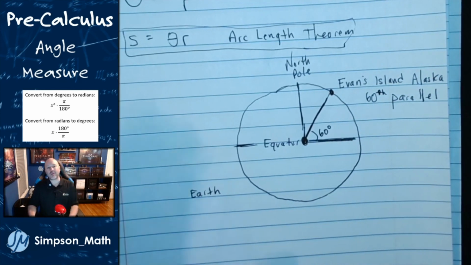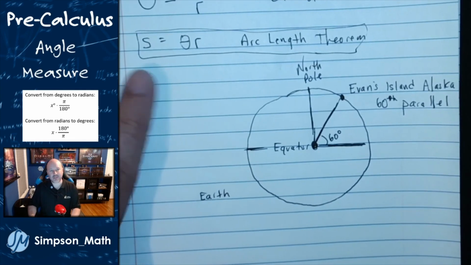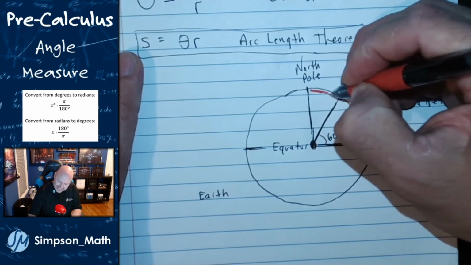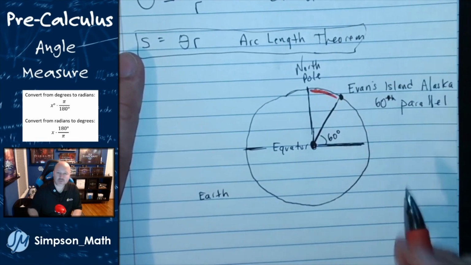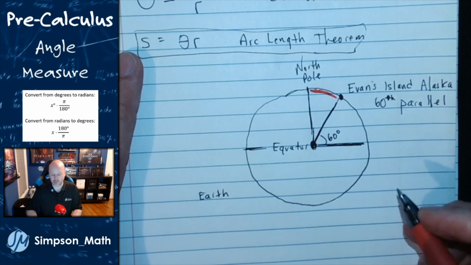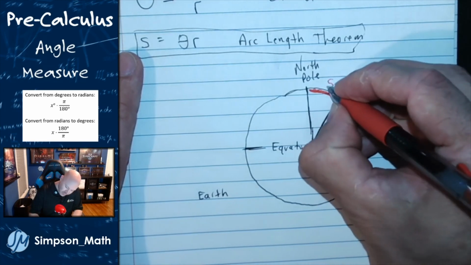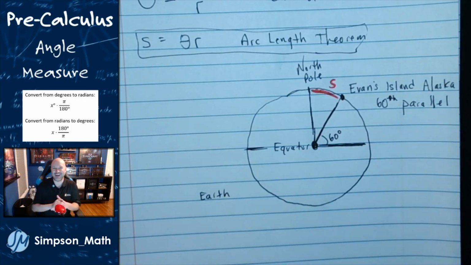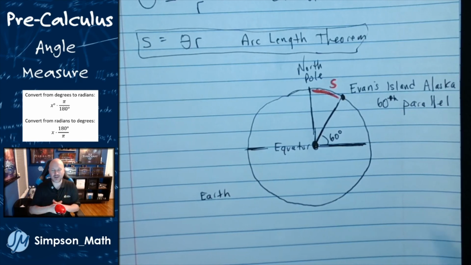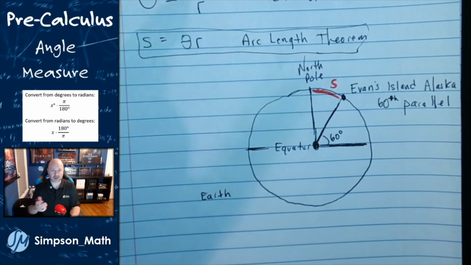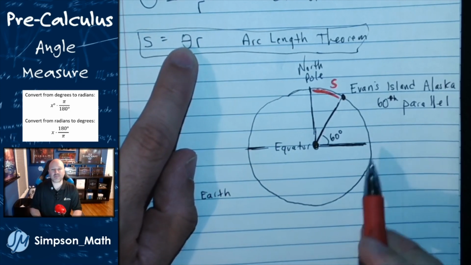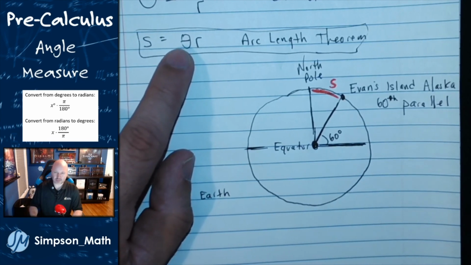All right, now what I would like to do is use the arc length theorem to find S. So I'm really curious about the distance between Evans Island and the North Pole. So I'm trying to find S here. I want to know, if I'm going to make that trek, what's that distance? And I want to know, with the curvature of the Earth, what's going on here. All right, one way is to use this arc length theorem, which simply takes the theta and multiplies by the radius.